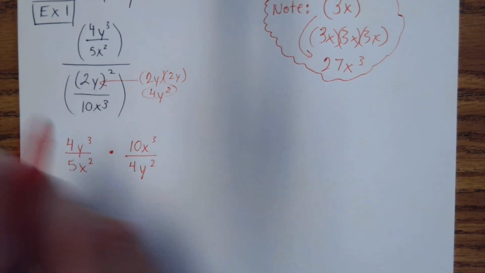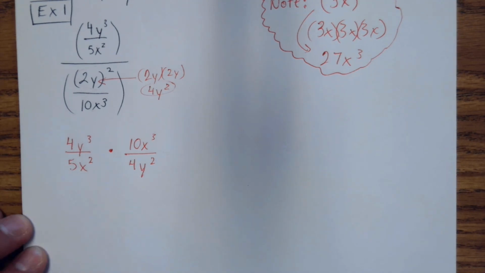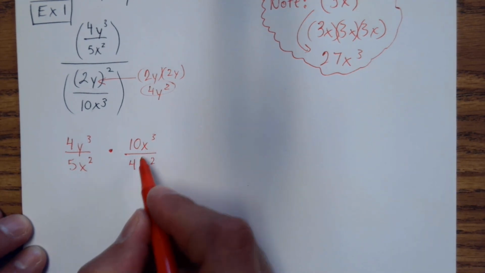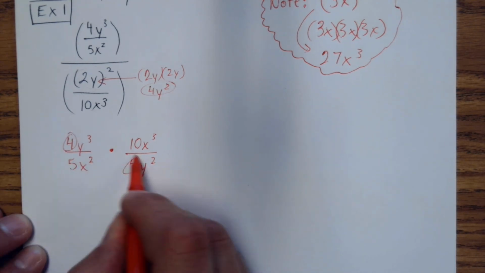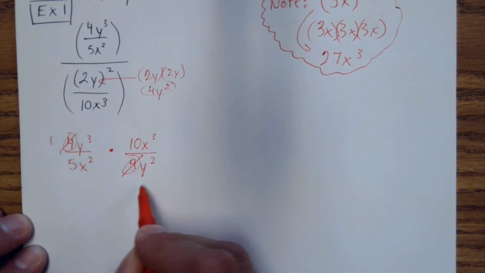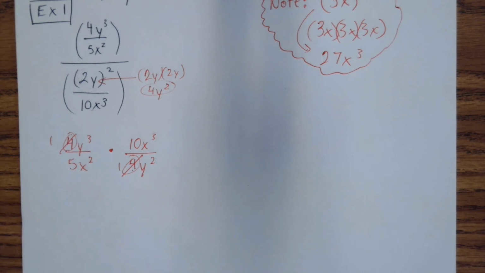So on this one, the 4 and the 4, those cancel out to 1 over 1. Maybe I should do this.